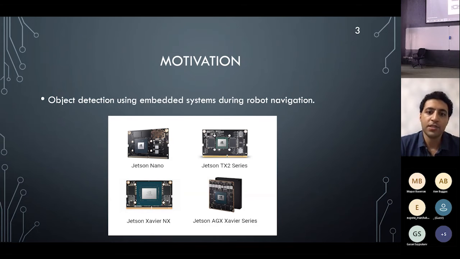Most of the time, the robot system cannot be equipped with heavy devices due to the weight and power consumption. Therefore, embedded systems play a vital role for object detection. So in this study, we compared various object detection algorithms and different embedded systems to execute those algorithms. And based on the comparison, we choose the best algorithm with the best embedded system for object detection in a robot system in real time.